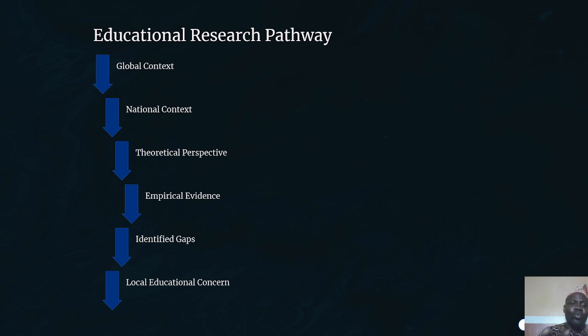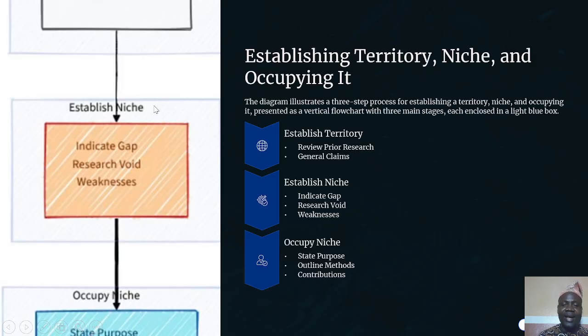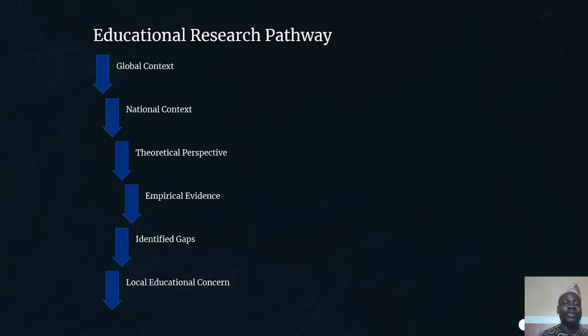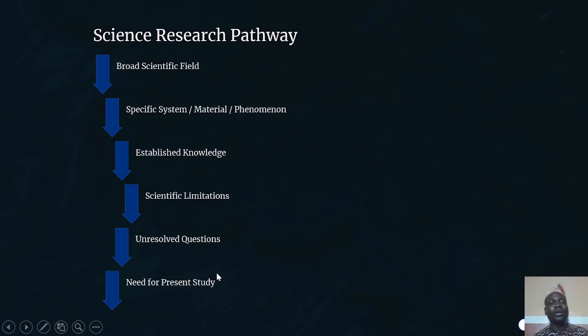So within 1, 2, 3, and 4 that I have shown here, in the last slide, I said review prior research, establishing territory. So when you are finished establishing territory through 1, 2, 3, 4, you will now begin to identify gaps, and you will now begin to stress local educational concern. Let's assume you are doing educational research. The next thing is to have a broad scientific field.